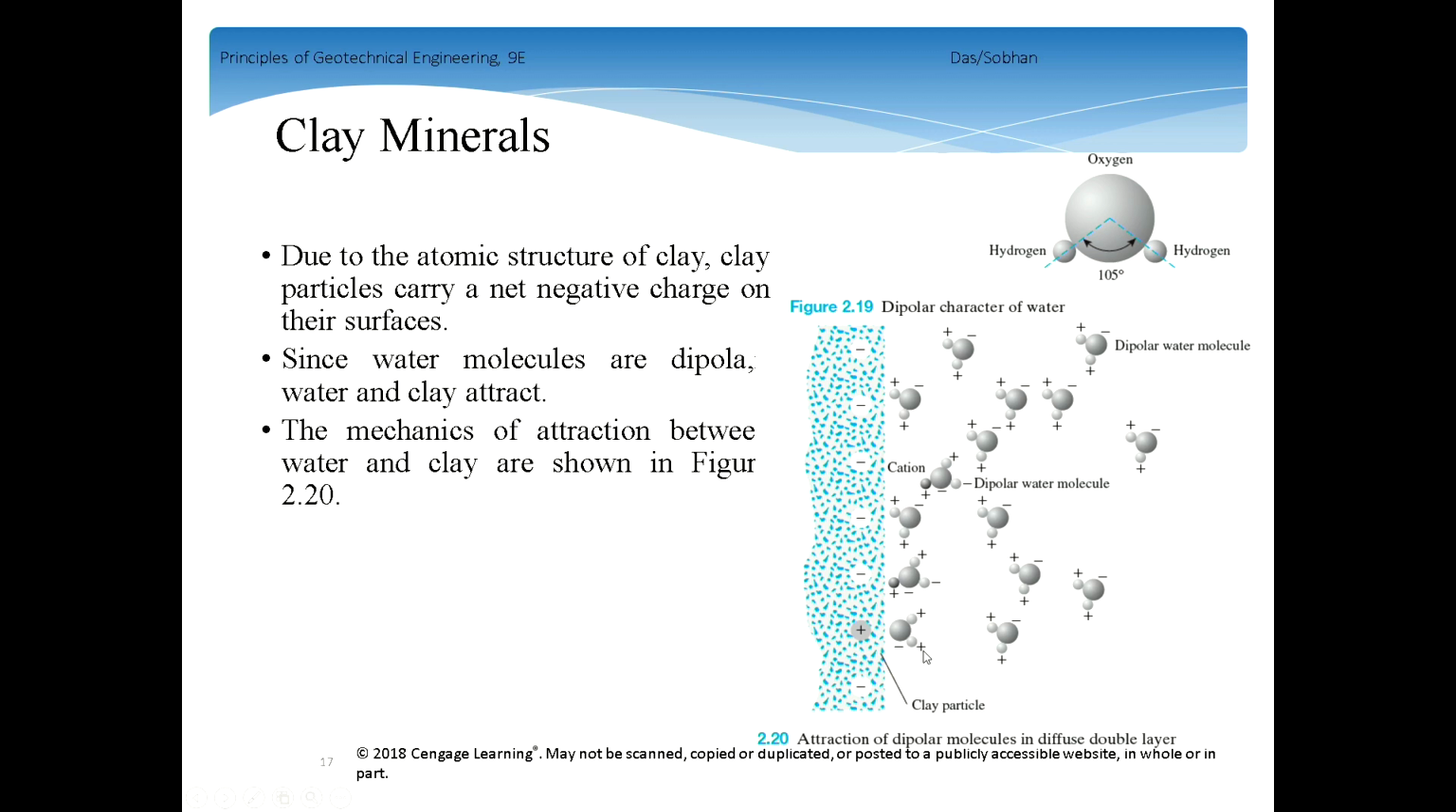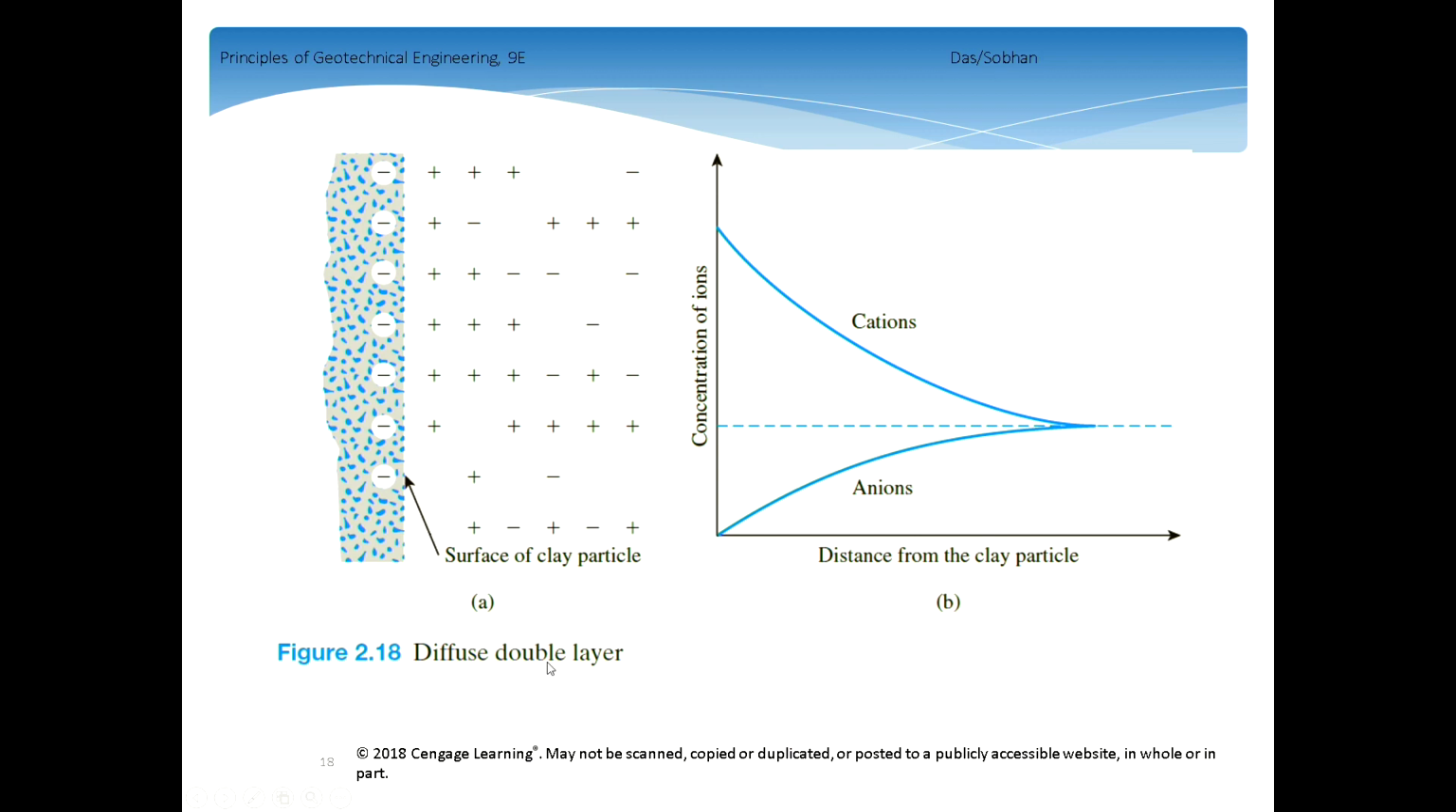As the distance away from the soil surface increases, you attract less water, and again and again. We call this a diffuse double layer. The charge on the surface of the particle is larger than away from the particle, right? So if you are close to the particle, you will find more water. Of course, this is at a very small size. You can't see this with your eyes.